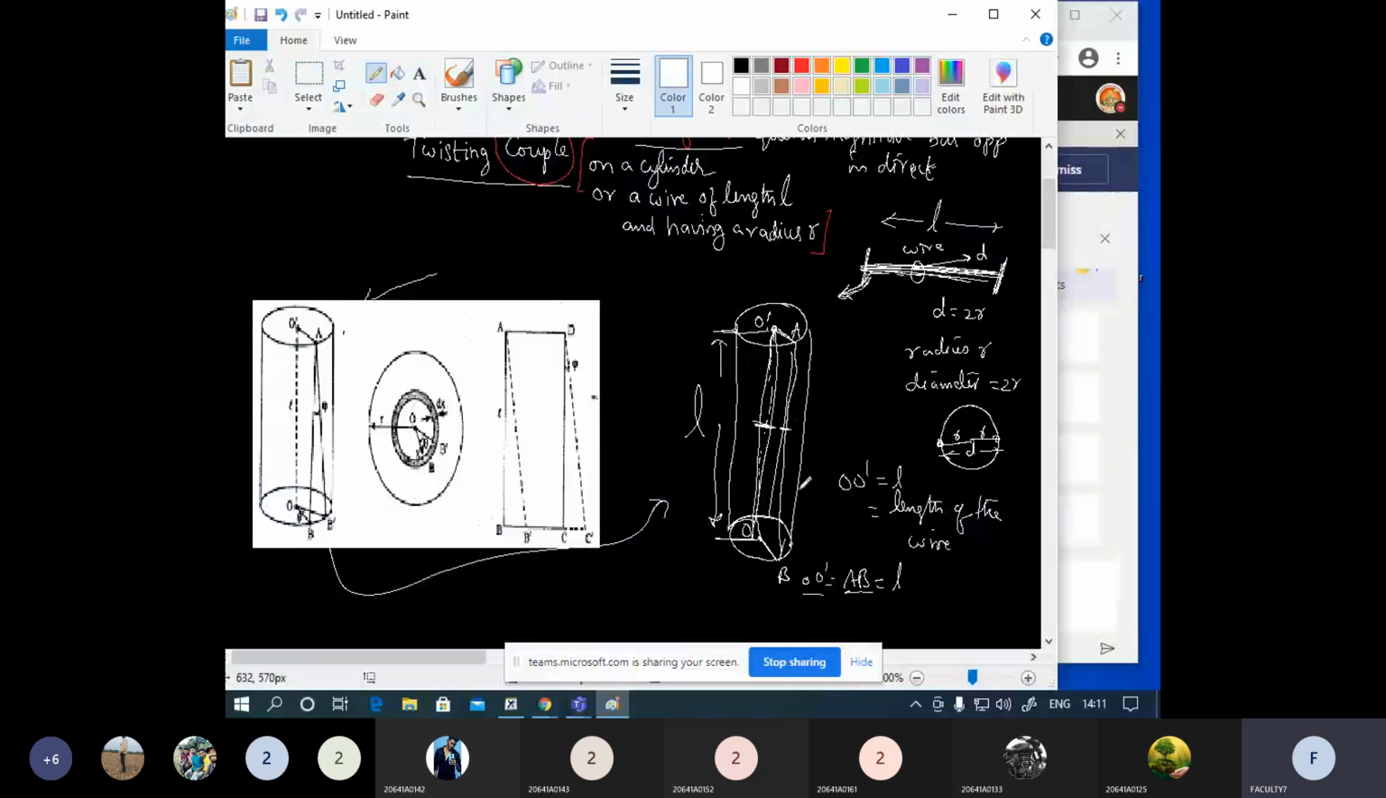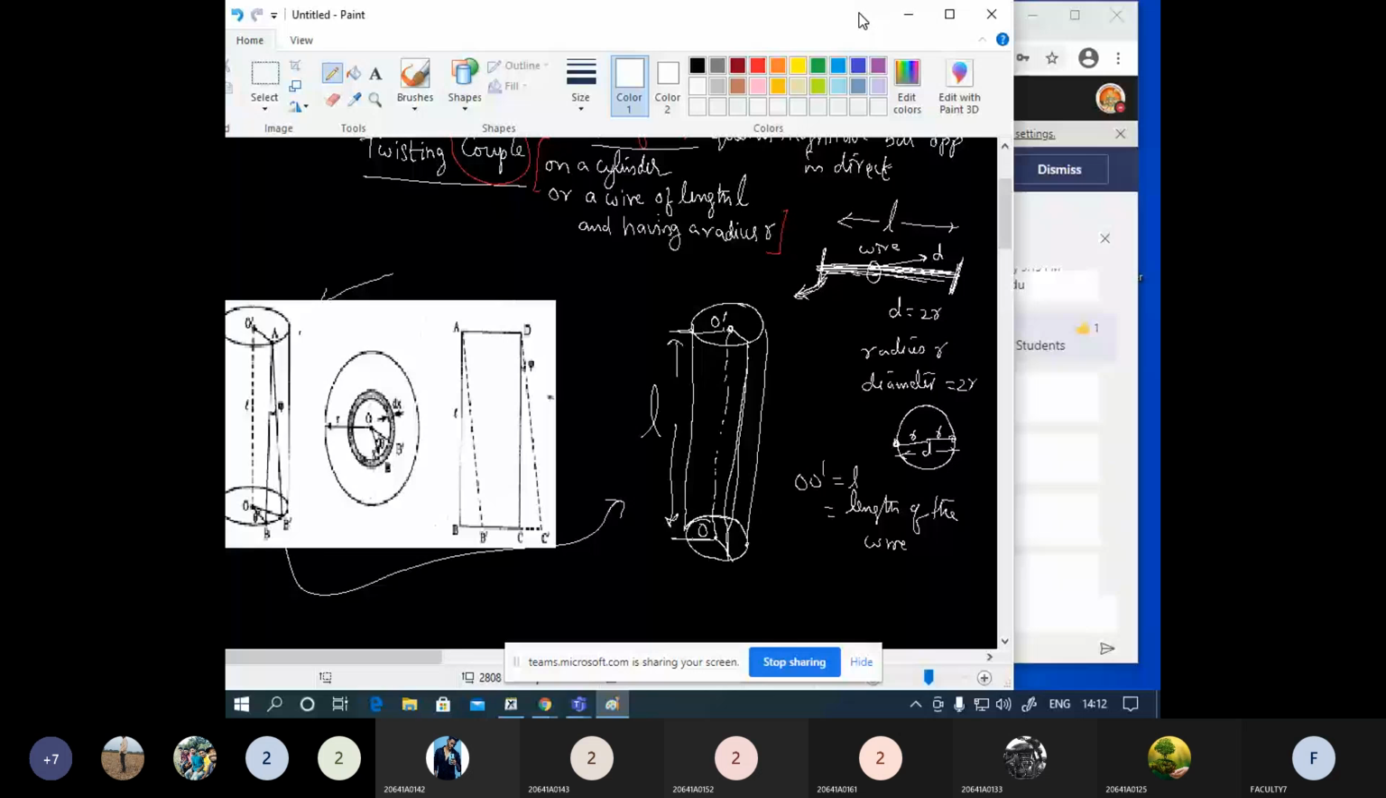Now let us see what is going on other than this. I am erasing that part. Now here, what we did: this is the inner line O dash, and we take a line parallel to O dash onto the surface, like this. Here we are considering there is no twist. We didn't apply any couple. Now what happens if you apply the couple?